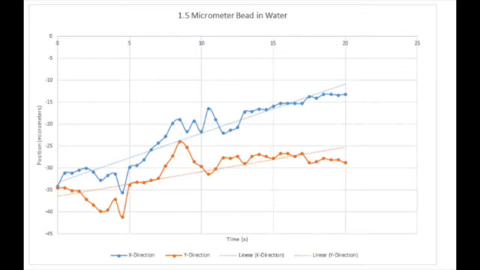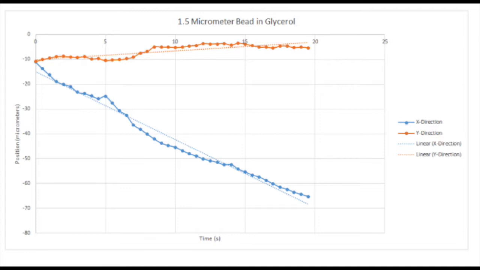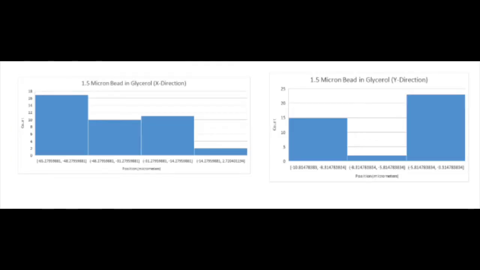This graph shows the 1.5 micrometer bead in water. Notice how it keeps moving for the entire time. These histograms show the distribution of displacements for the 1.5 micron bead in water. This is a position versus time graph for the 1.5 micrometer bead in glycerol. These histograms show the distribution of displacements for the 1.5 micron bead in glycerol.